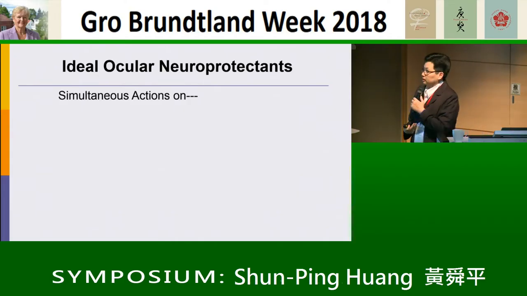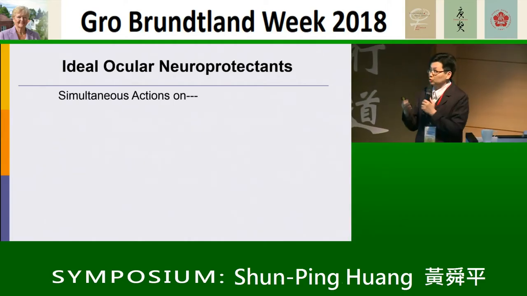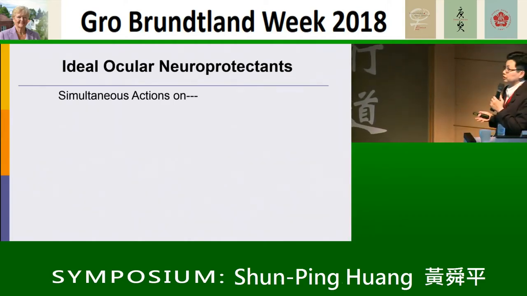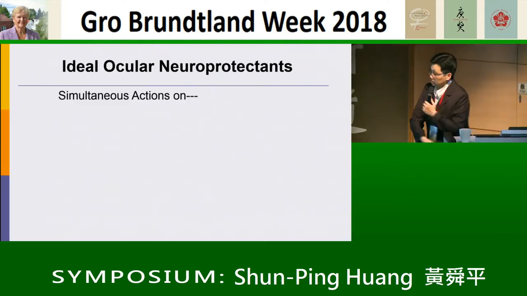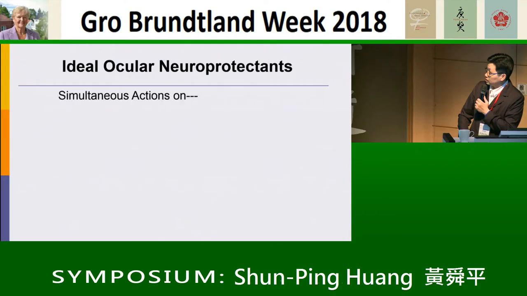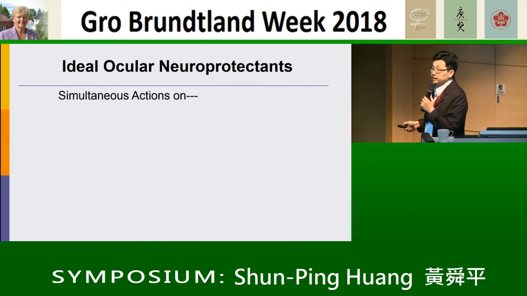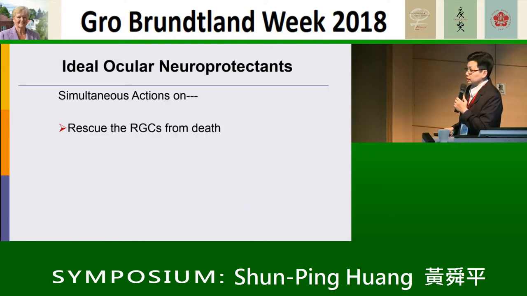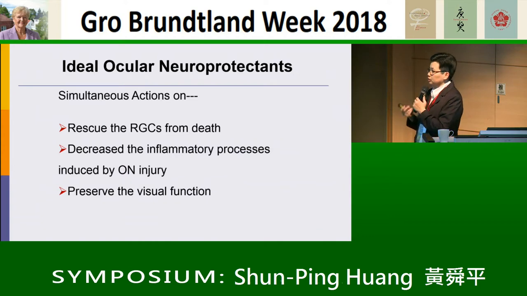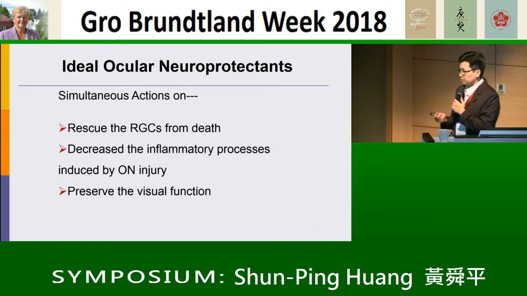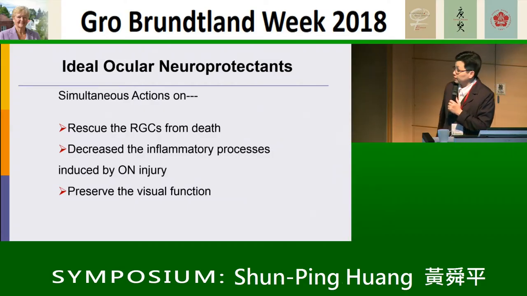So after we have the good model, now we have to use these models to find out which one is the very ideal ocular neuroprotector. It should rescue the retinal ganglion cell from death, and also decrease the inflammatory process, just like you see the disc is really swelling and really inflammatory. And it should also preserve the visual function.